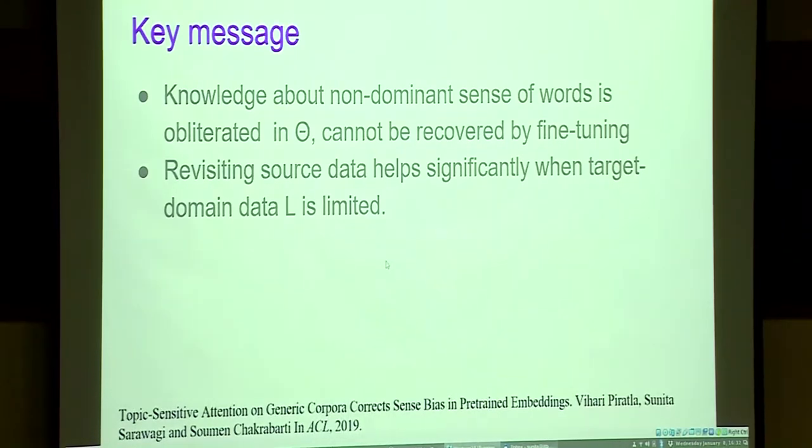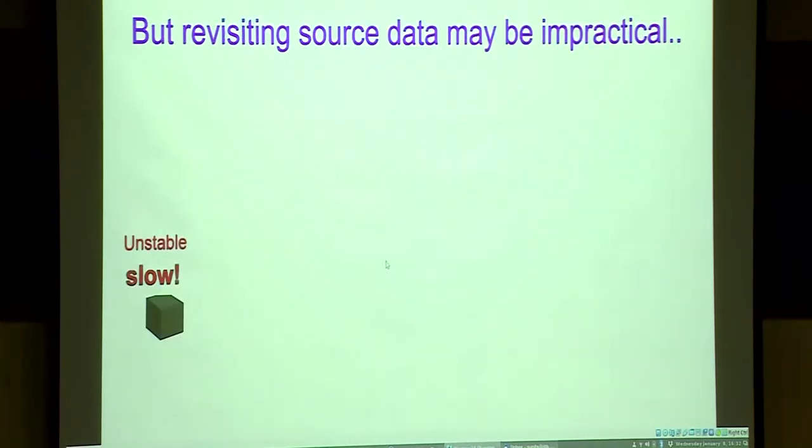Okay. So the key message from this work is that knowledge about non-dominant senses of words can be obliterated in a global model, and that cannot be recovered by a few steps of fine-tuning. And sometimes you have no option but to revisit the source data. Okay. But of course, revisiting source data is not always practical.